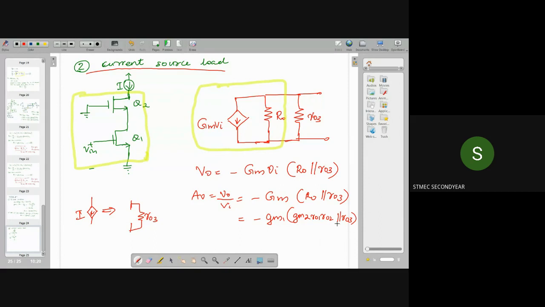Here also this R03 will be very small compared to this value. So this GM2 into R01 into R02 will be greater than R03. If these are connected, we are taking the parallel combination, and the equivalent resistance will be almost equal to the smallest value, so the gain will be GM1 into R03. This is the voltage gain of the cascode amplifier with the current source load.